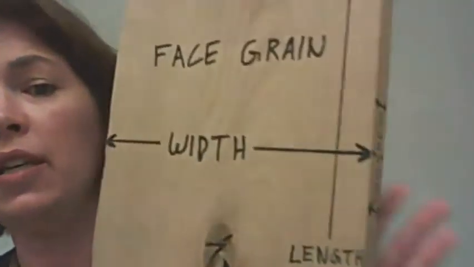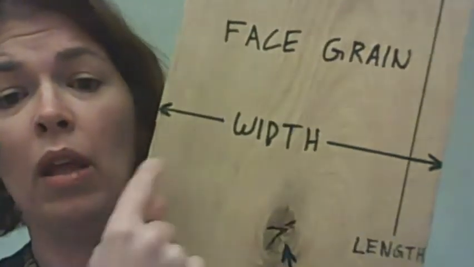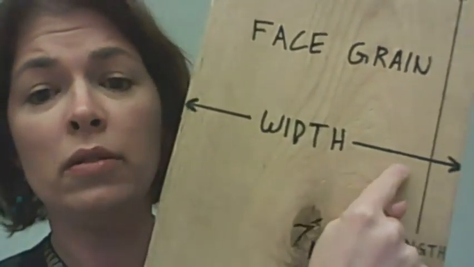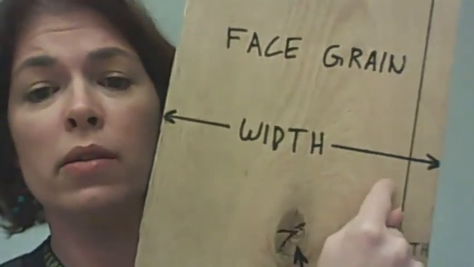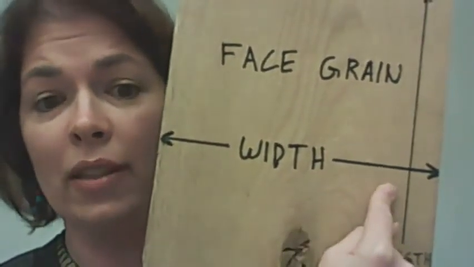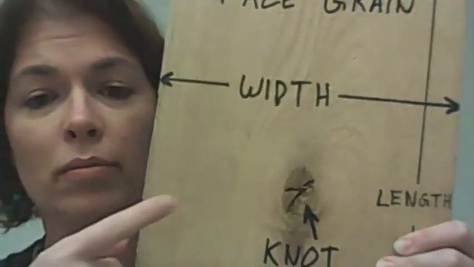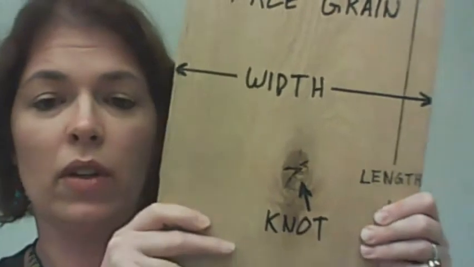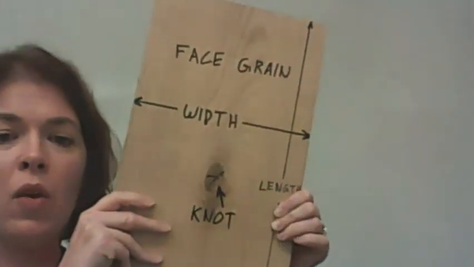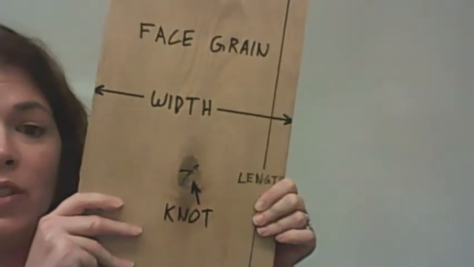Now, 2 other key dimensions. I mentioned the face grain. Our width of the board runs across the grain. Okay. The length of the board, right here, I'm going to back up, runs along the grain, along the line of the grain.